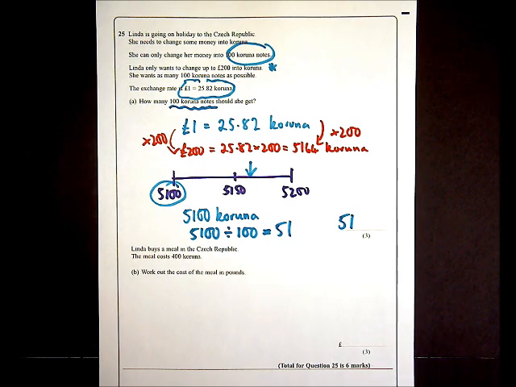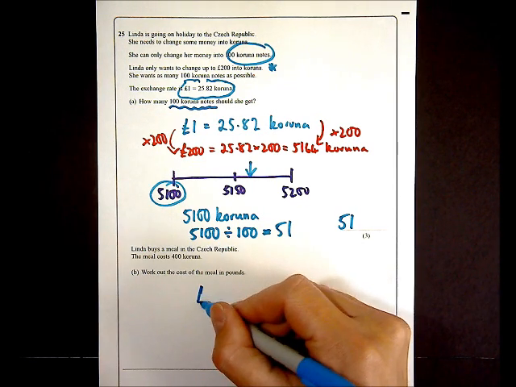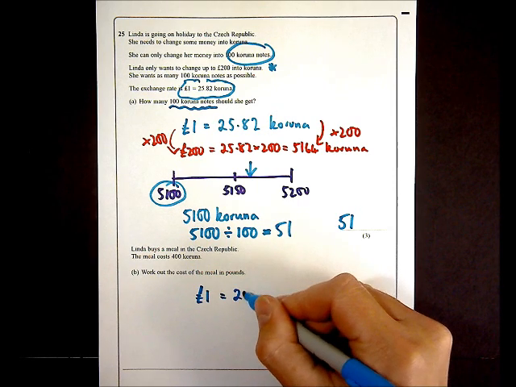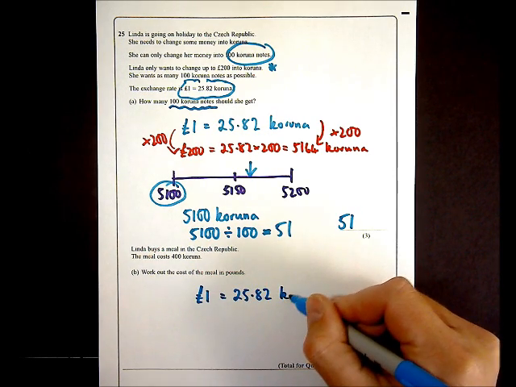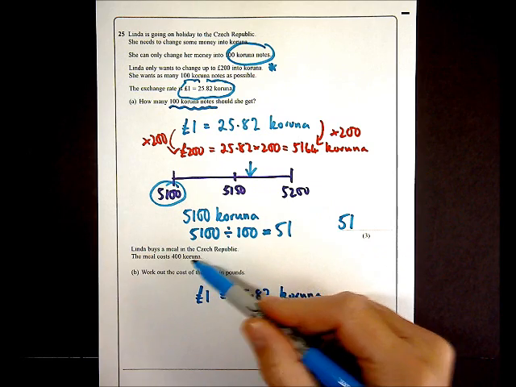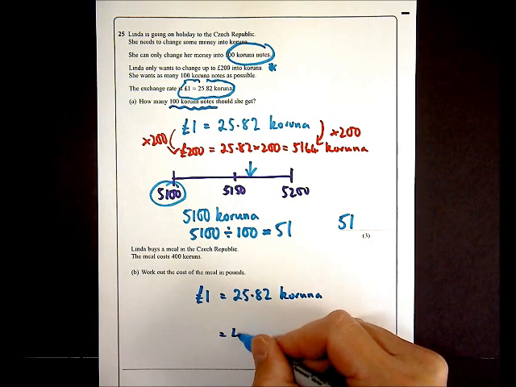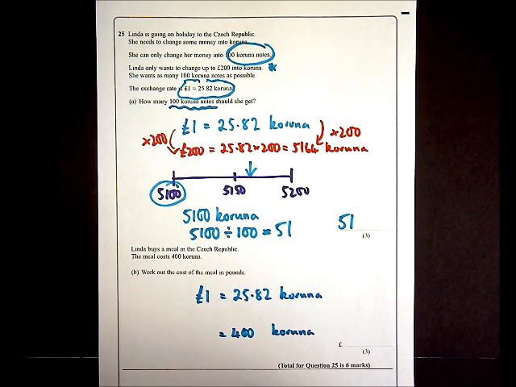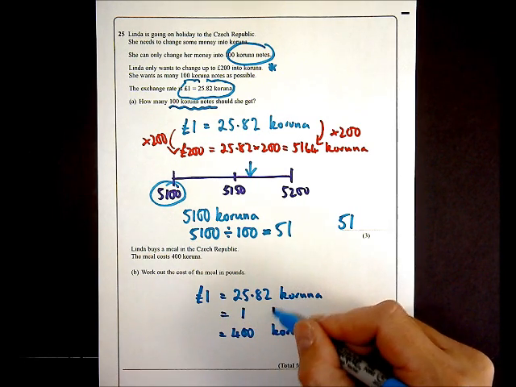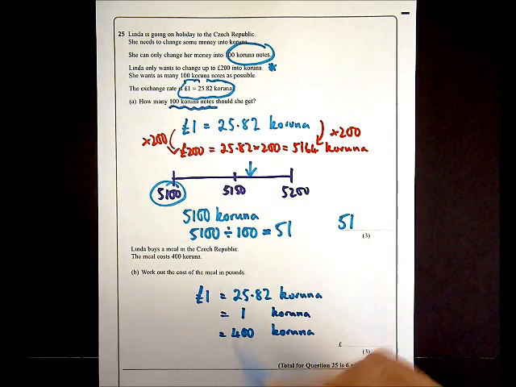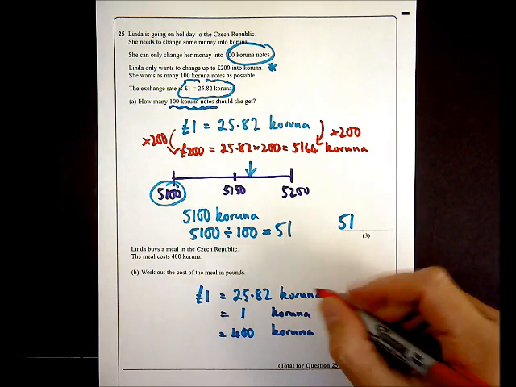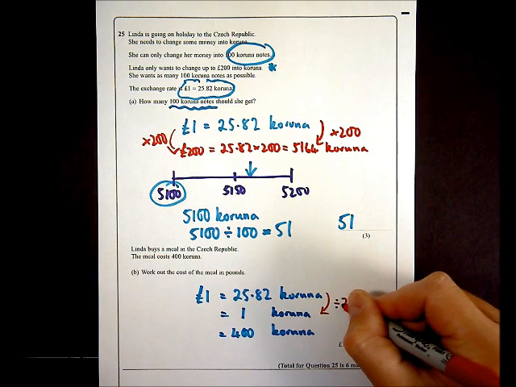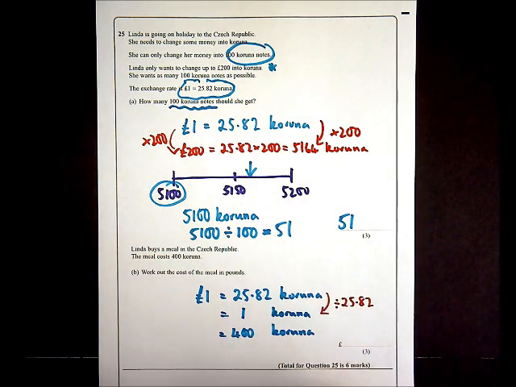In part B, I'm told that Linda buys a meal in the Czech Republic and it costs 400 koruna, and I need to work out the cost of the meal in pounds. So £1 is 25.82 koruna, and I want to know what 400 koruna is. Well, the first thing I need to do is find out what 1 koruna is. And to do that, I'm going to take my 25.82 koruna and divide it by 25.82, and that will give me what 1 koruna is.